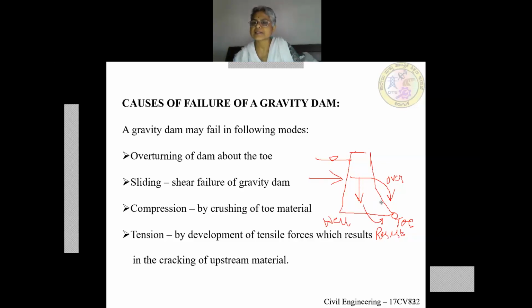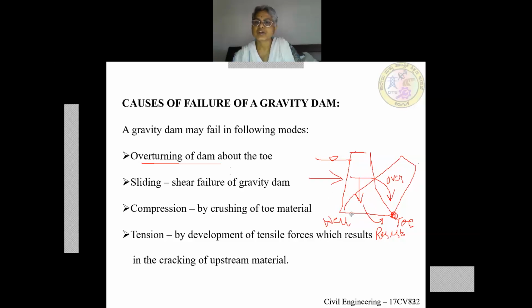So the dam has a tendency to overturn like this. It will tilt like this about this toe. This is called overturning failure of the dam.